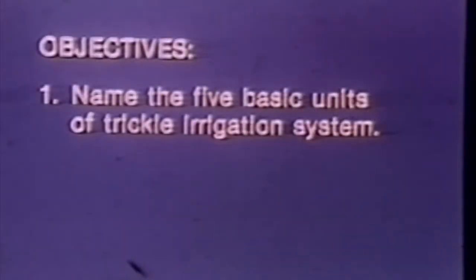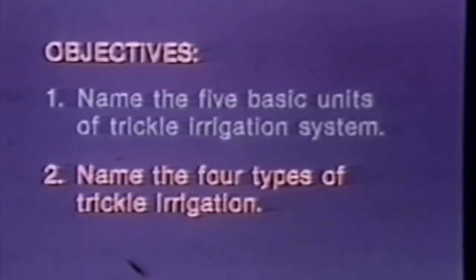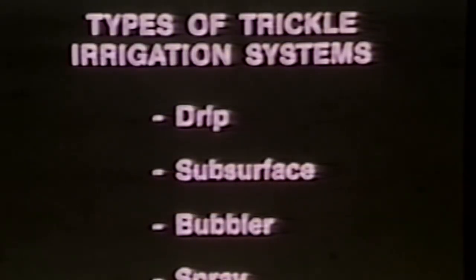In summary, the 5 basic units of a trickle irrigation system are the pumping unit, the control head, the main and sub-main lines, the laterals, and emitters. There are 4 types of trickle irrigation systems. The primary difference between these types is the design of the emitter that is used to apply water to the plants. The 4 types of systems are usually classified as the drip system, the subsurface system, the bubbler system, and the spray system.